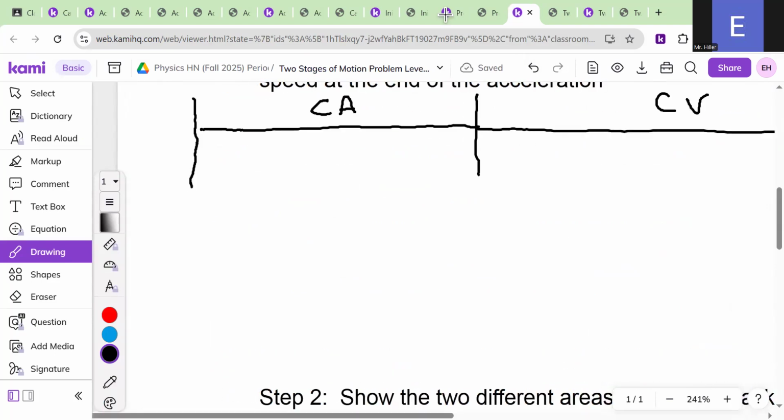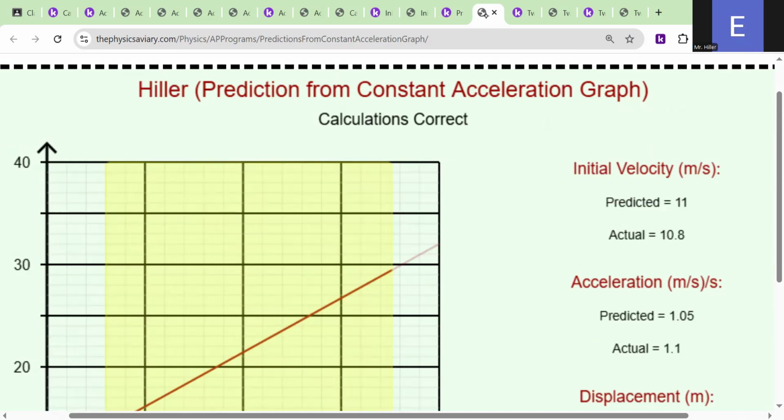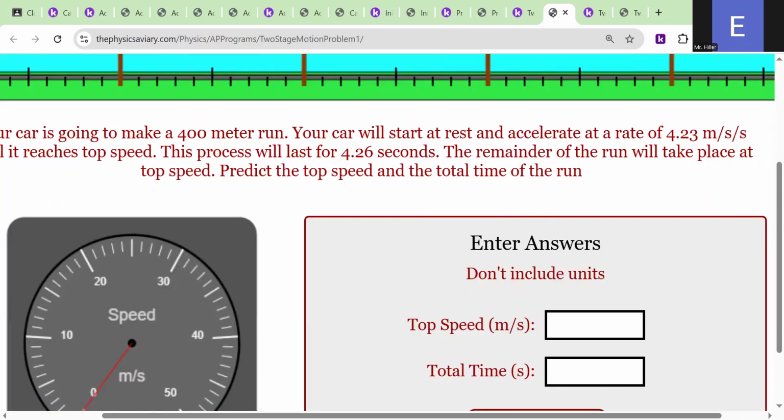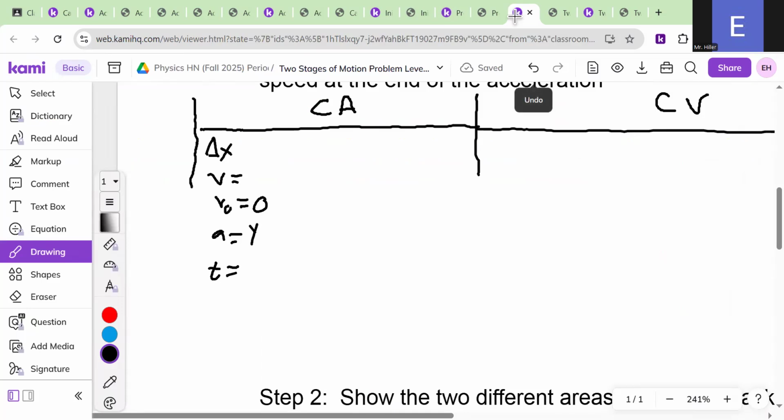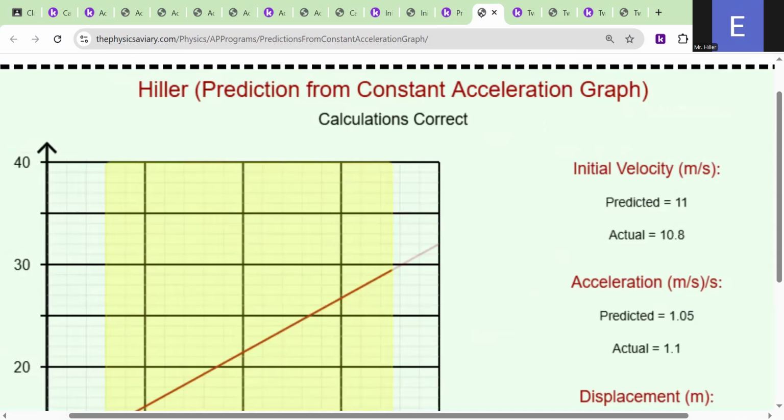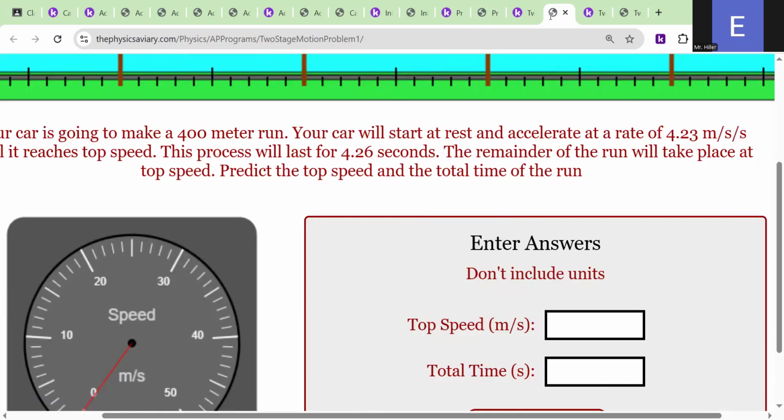For constant acceleration, make your list: delta x, v, v naught, a, and t. I know v naught is 0, and I was told that the acceleration is 4.23 meters per second squared. The process lasts for 4.26 seconds.